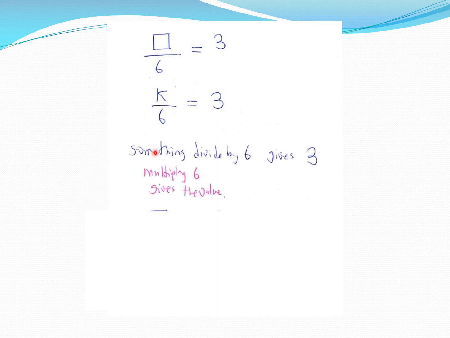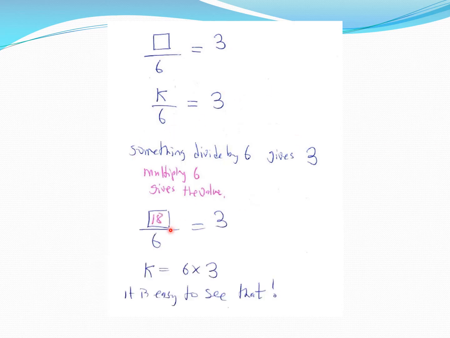So something divided by 6 gives 3. So basically, you just multiply the 3 by the 6. Multiplying the 3 by the 6 is going to give us 18. So 18 goes into that box. 18 over 6 equals 3. So essentially, k equals 6 times 3. So it's easy to see that when the numbers are nice. So 6 times 3 is the answer.